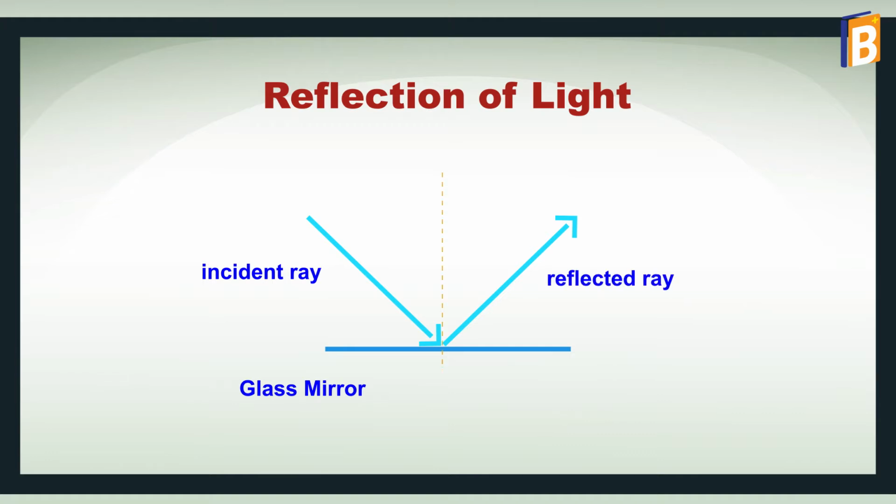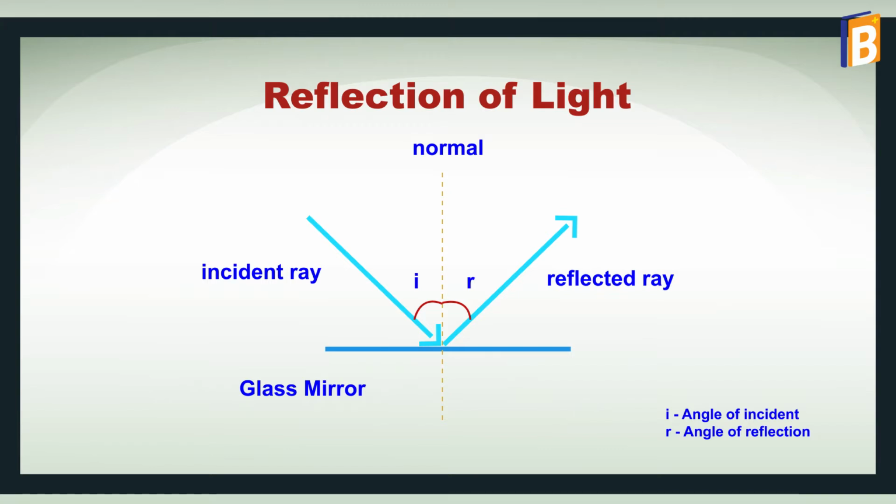Now draw a perpendicular line to the plane mirror. That is known as the normal to the point of incidence. The angle between the incident ray and the normal is known as the angle of incidence. The angle between the reflected ray and the normal is known as the angle of reflection.